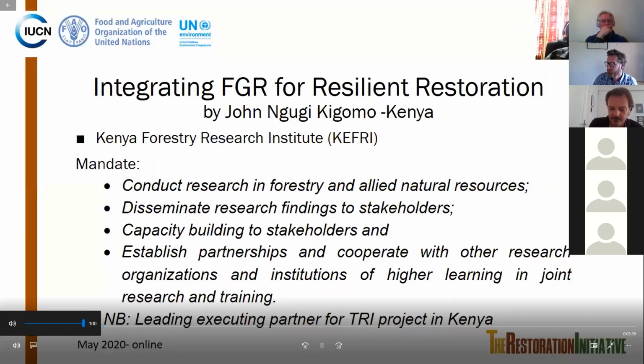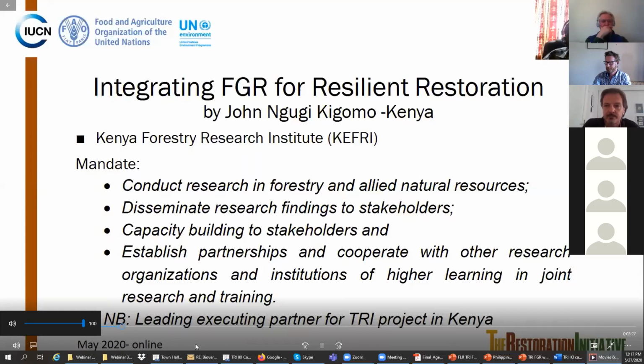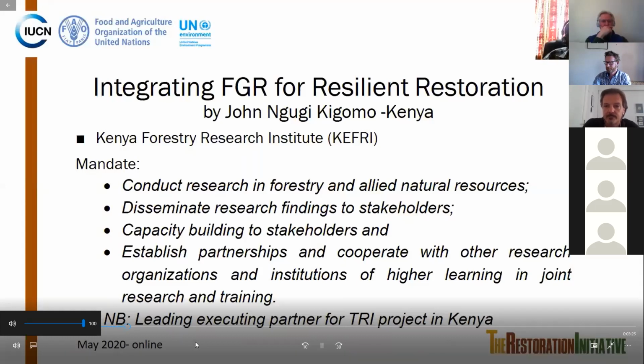KEFRI is also the leading executing partner for the GEF-6 project, the TRI project in Kenya, the project known as restoration of arid and semi-arid lands through bioenterprise development and other initiatives.